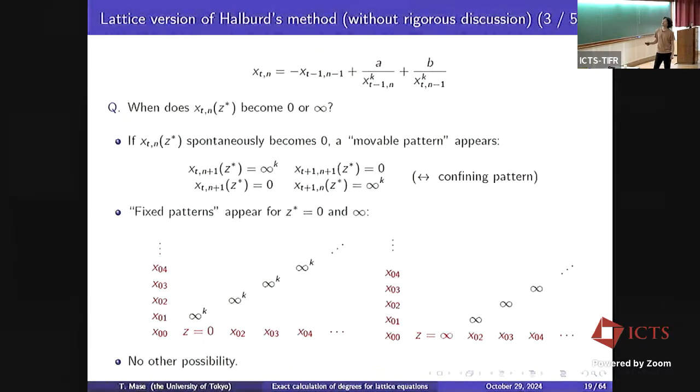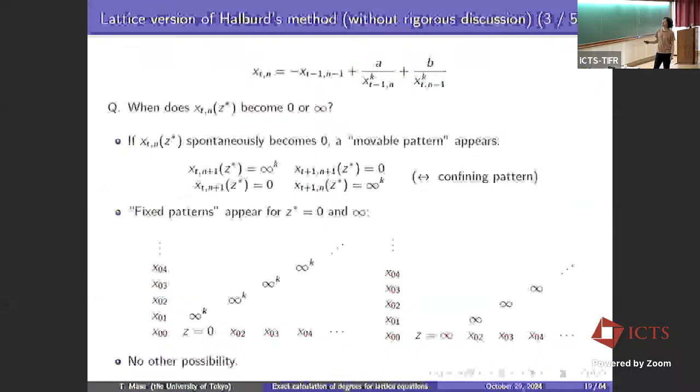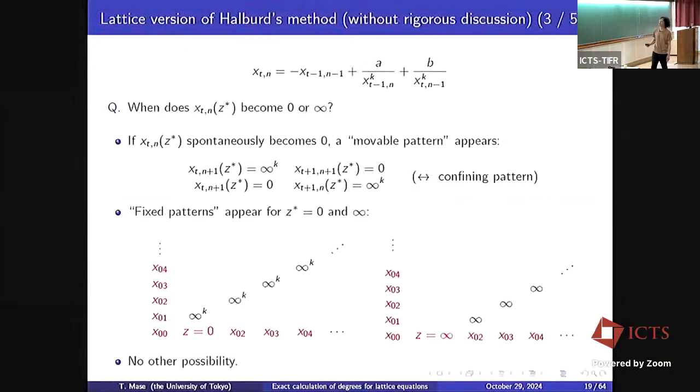If xtn spontaneously becomes 0, a movable pattern appears. So this pattern, confining pattern. And if z is 0 or infinity, then a fixed pattern, something special appears like this. And this goes forever, and no other possibility. How to guarantee this? That's one of the biggest questions in this talk, and I'll answer that later. But this is a fact.